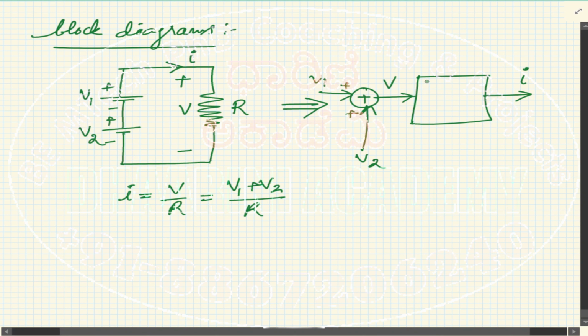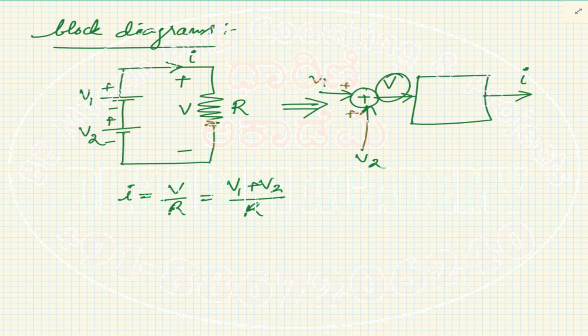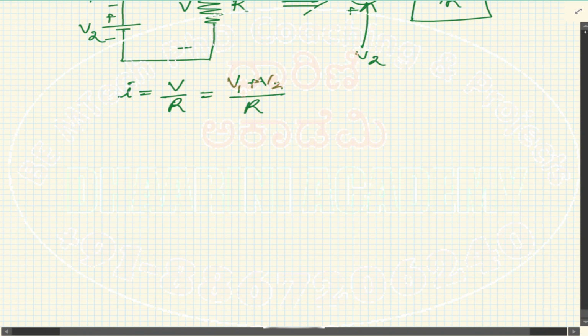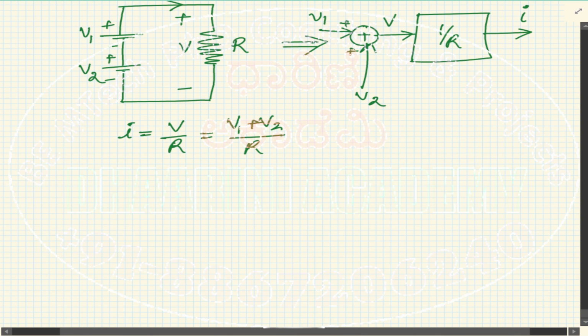V1 plus V2 is what I'm getting here because I already used a summer block. Inside this, what should I write so that you get I on the output side? V is there, divide by R. So this is 1 by R. Now you see, you converted a circuit into the block diagram. Very simple approach, right? So this indicates that yes, we can convert any circuit into an equivalent block diagram.